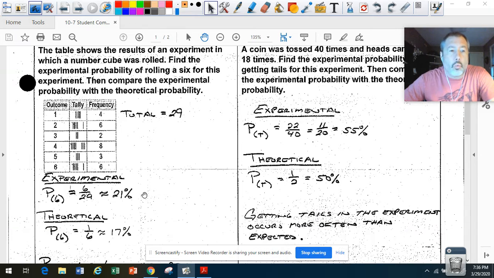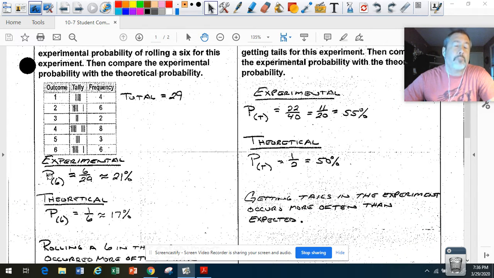So we want to know what is the probability of rolling a 6. Okay, we're dealing with the experimental. So how many times did a 6 come up? So if we look at the 6, it came up 6 times. Okay, over our total. So divided by 29.